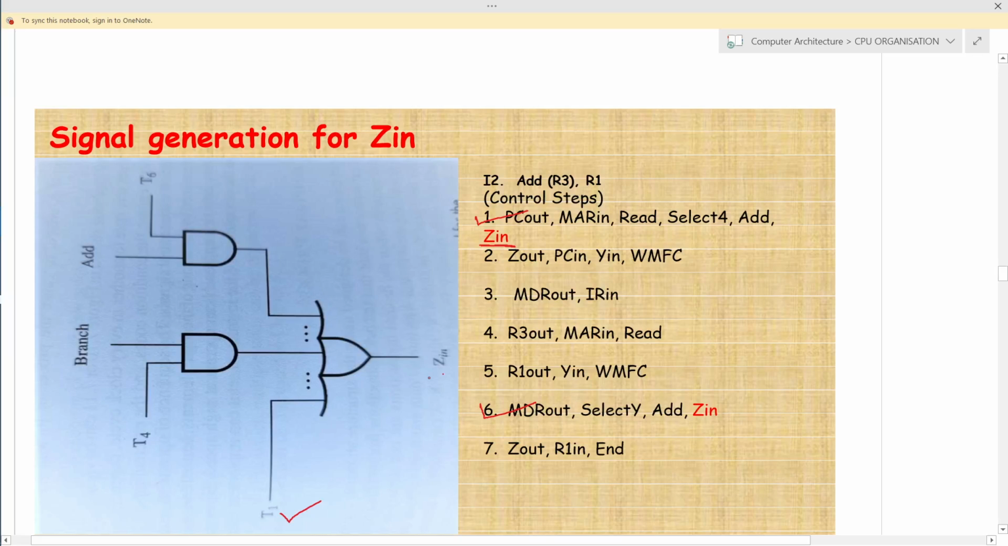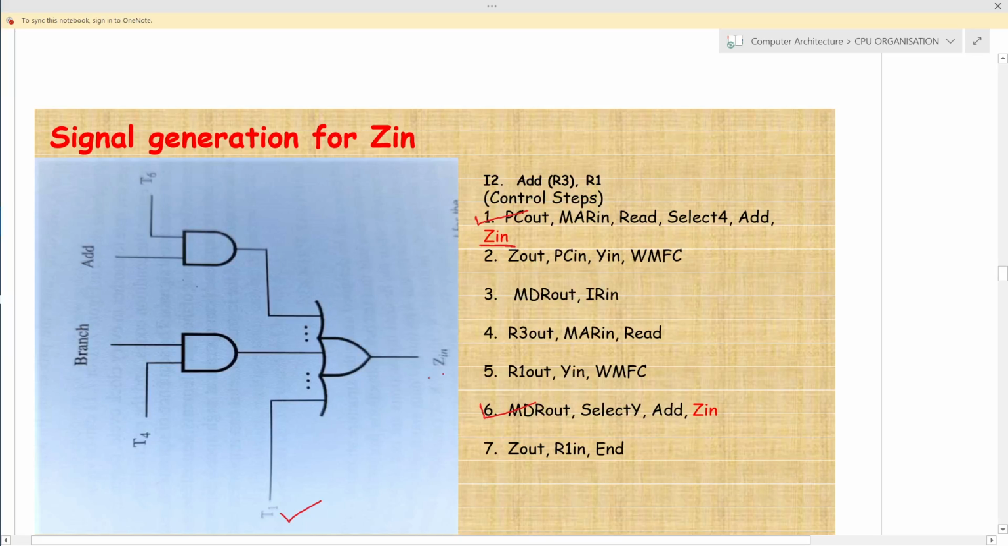In this way we may get other signals: we are using the Y-in signal, the wait-for-memory-function-to-complete signal, or the MDR-out signals. This way, the hardware unit generates the control signals with the help of logic gates and combinational circuits. So from this diagram, it is clear that a particular signal, Z-in, is generated at T1, at T4, and at T6.